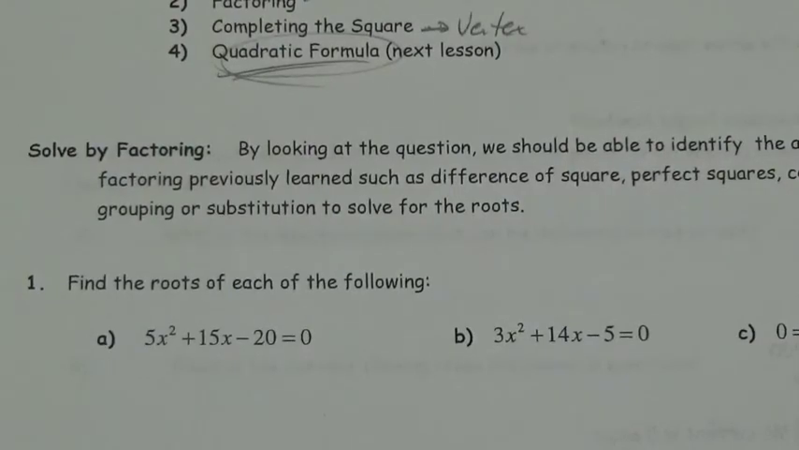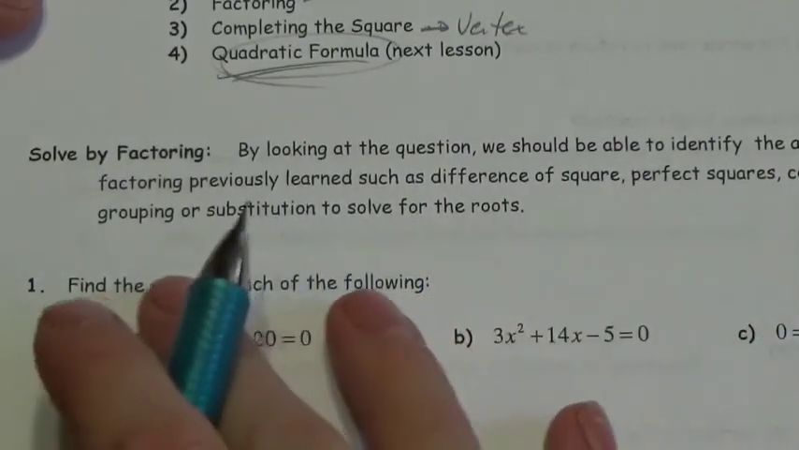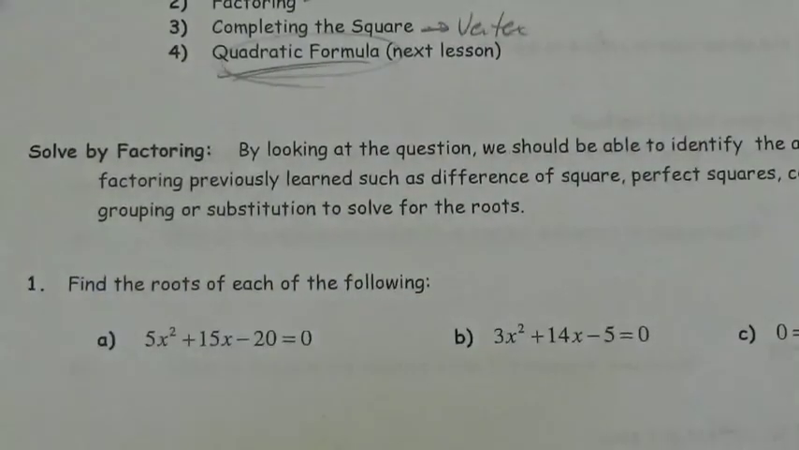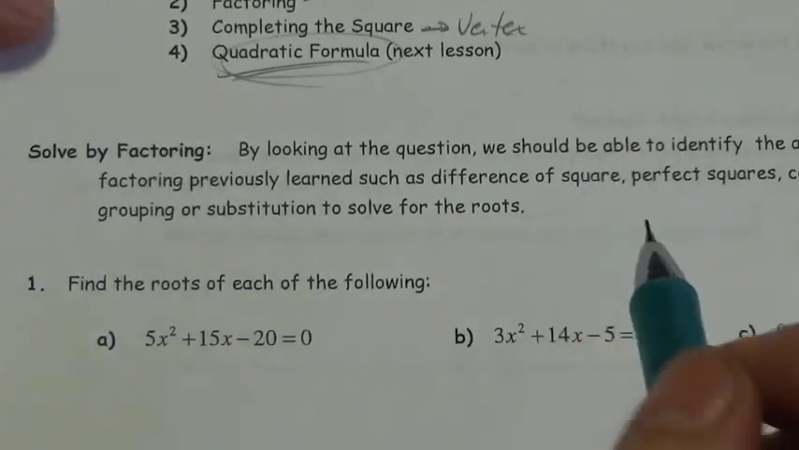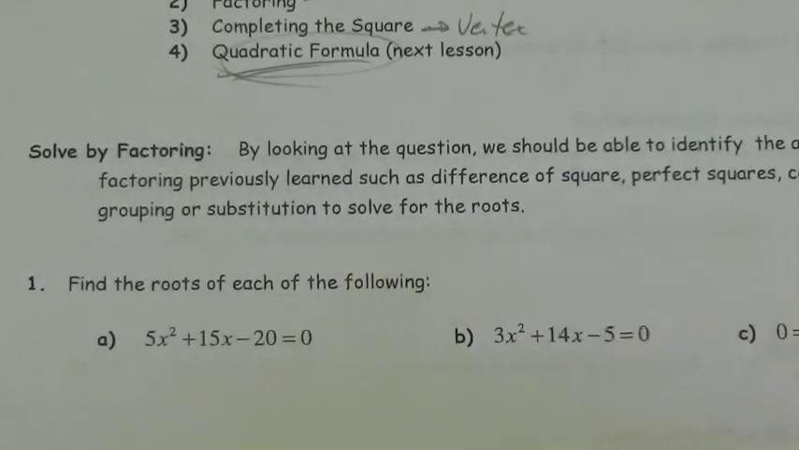And the first method we're going to use is factoring. The first method we're going to use to find the x-intercepts, or the roots, or the zeros, is to solve by factoring. Now, there are lots of different things you've got to pay attention to when you're factoring. You've got common factors, difference of squares, grouping or substitution. There's a bunch of things that you can do here to factor.